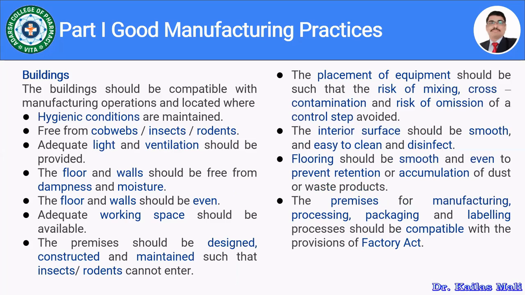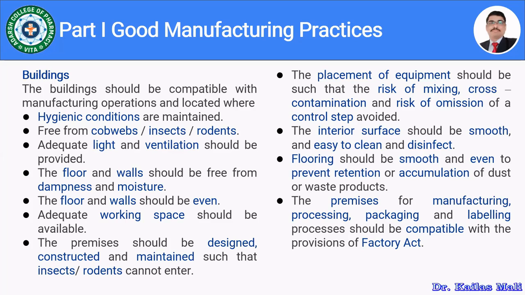Let us see the building, how the building should be. The building should be compatible with the manufacturing operations and located where hygienic conditions are maintained. This is the first point. It should be free from cobwebs, insects, and rodents. So whatever building is being constructed in the particular area, it should be free from cobwebs, insects, and rodents.